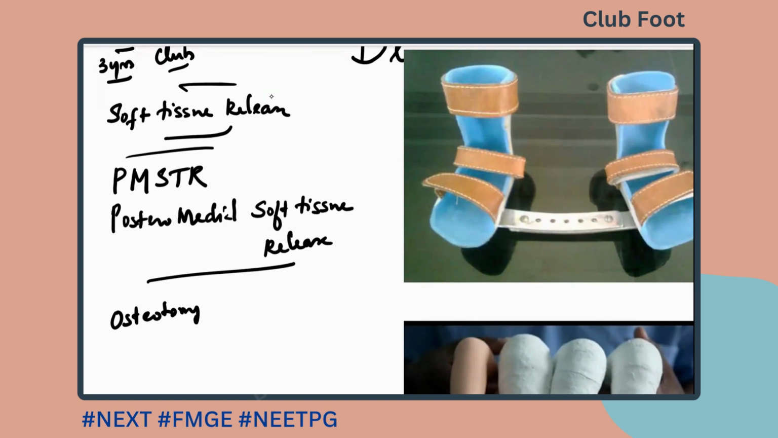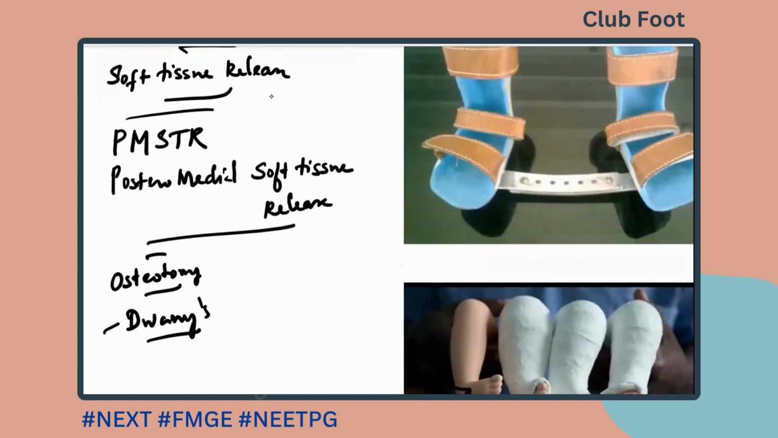You have to do osteotomy like Dwyer's procedure, to correct the deformity. Or you can use fixators like Ilizarov fixators or JESS fixators to correct the deformity if the child is presenting in a later age group, around some 10 years of age. So Ilizarov and JESS fixators are usually applied after 10 years of age to correct the deformity.